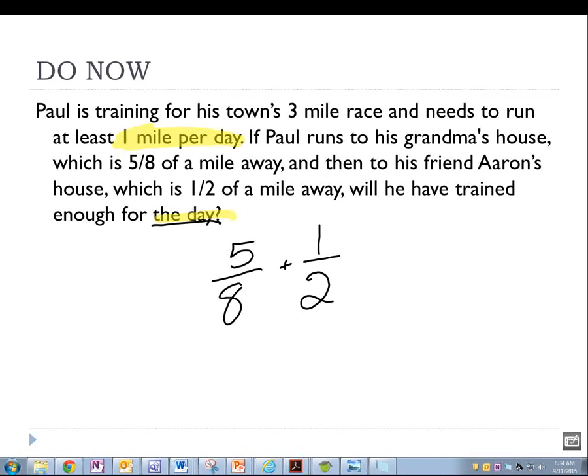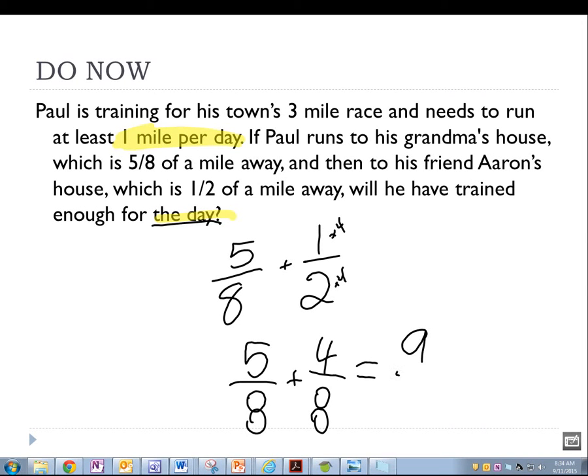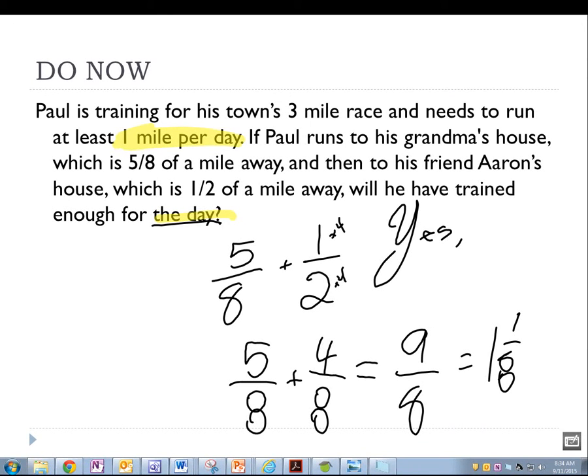So, as you guys noticed, this could be multiplied by 4, and a lot of you are probably able to do this in your head by now. 9/8 is 1 and 1/8. So the answer is yes. He ran enough. He ran 1 1/8 miles.